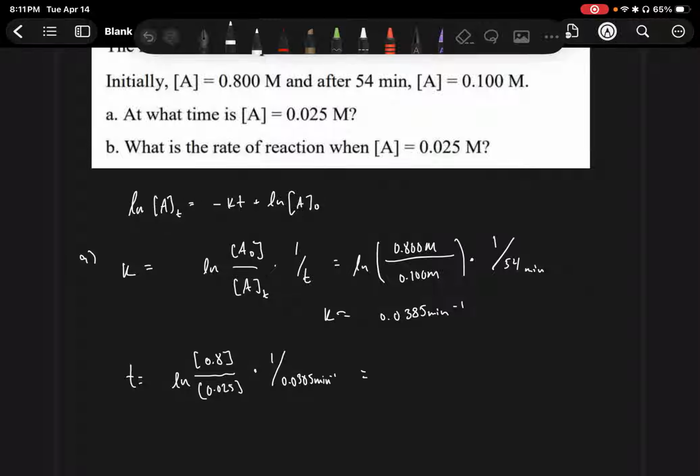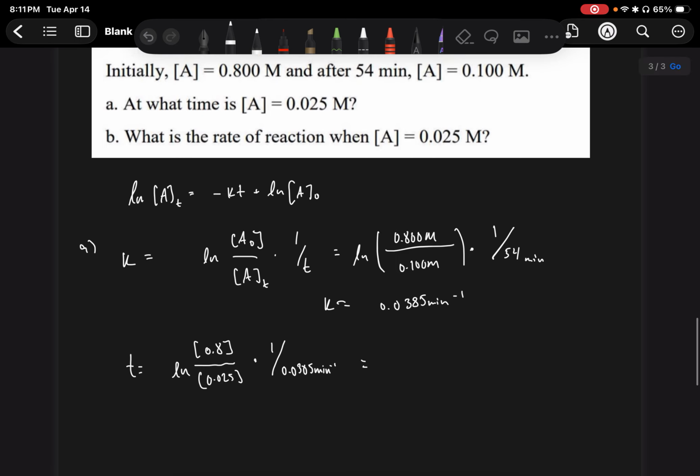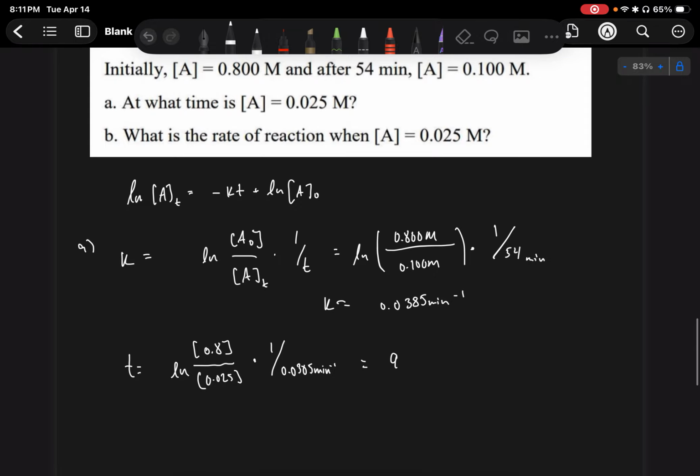Now we simply just put this into the calculator. That is right. What? Wow. 90 minutes. There you go. Part A answer done.